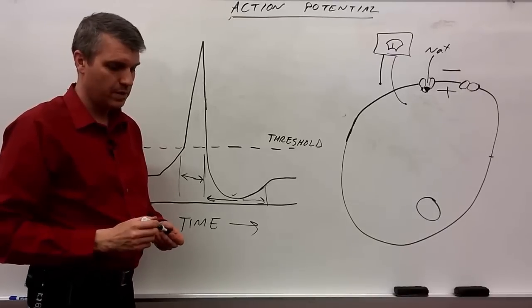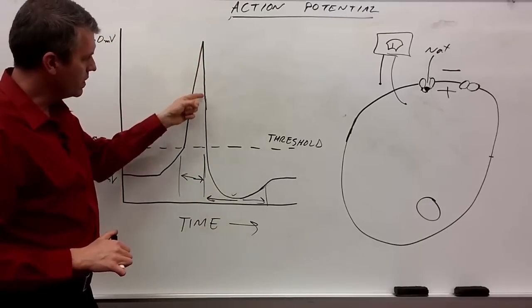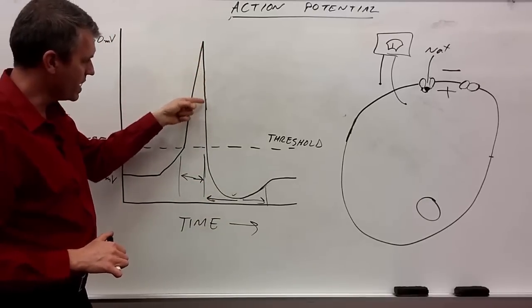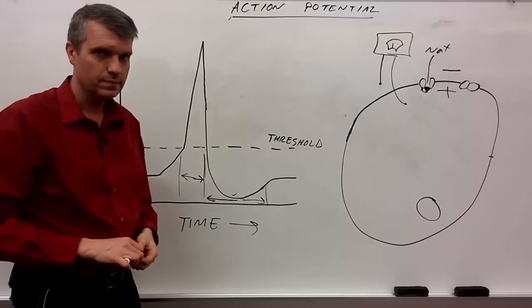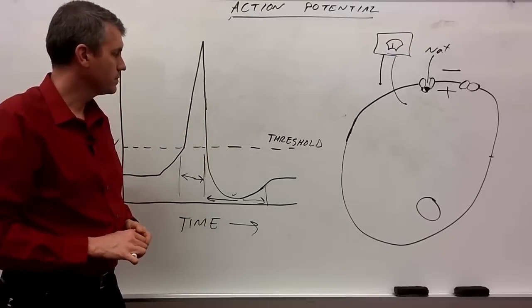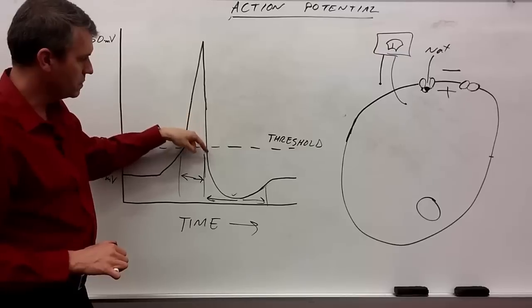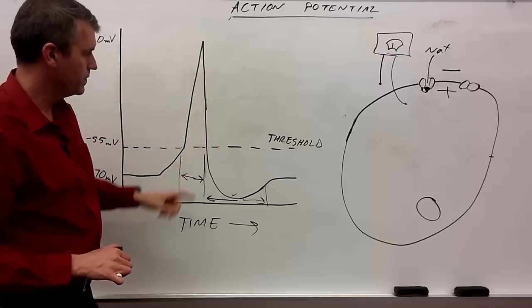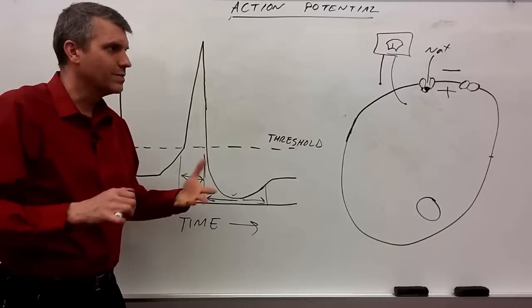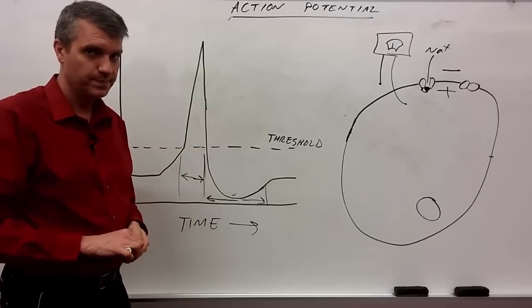The next step in the action potential graphic that we've got here: what do we call this part where the voltage is coming back down again? And the answer to that is this is repolarization. Repolarization. And what is happening to cause that repolarization?